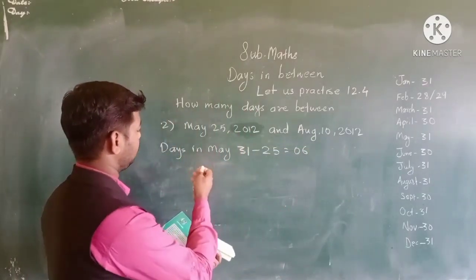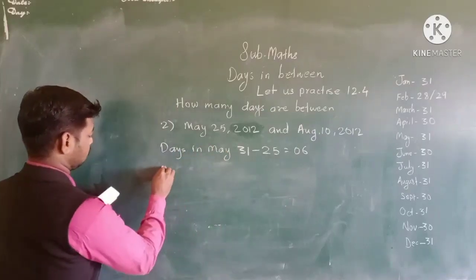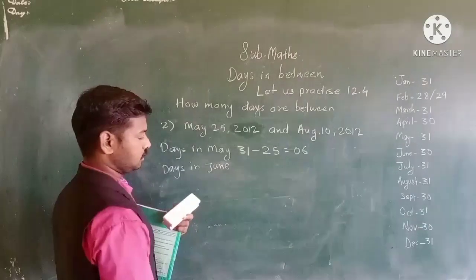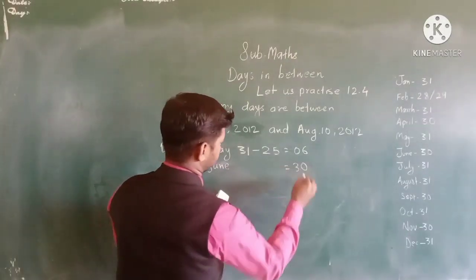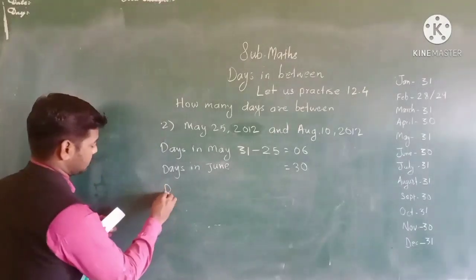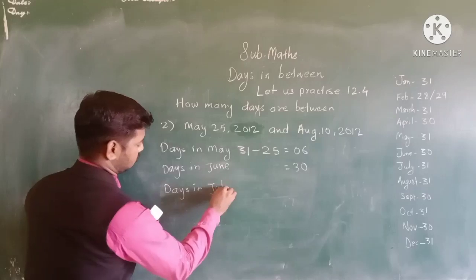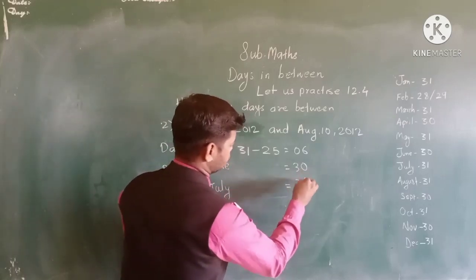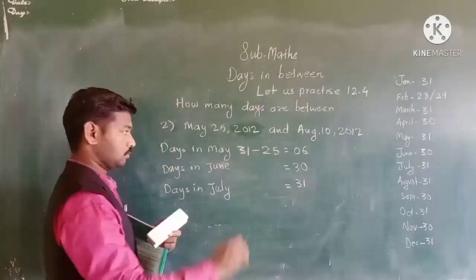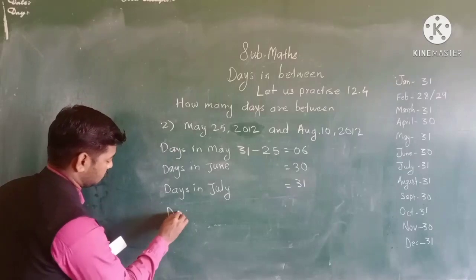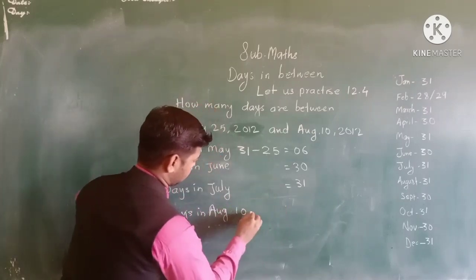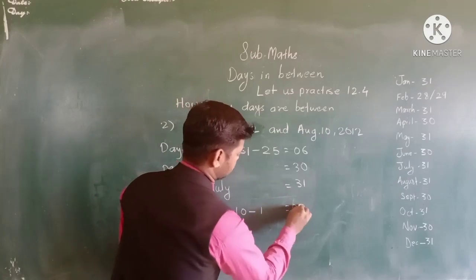Okay. Then after May, June is there. So we write days in June. Okay. So total how many days are there in June? There are 30 days in June. Then after June, July. So days in July. So there are 31 days in July. Then after July, August. But the August day is given here, 10. So from that 10 we have to minus 1. Then days in August. It will be 10 minus 1. So 10 minus 1 will be 9.